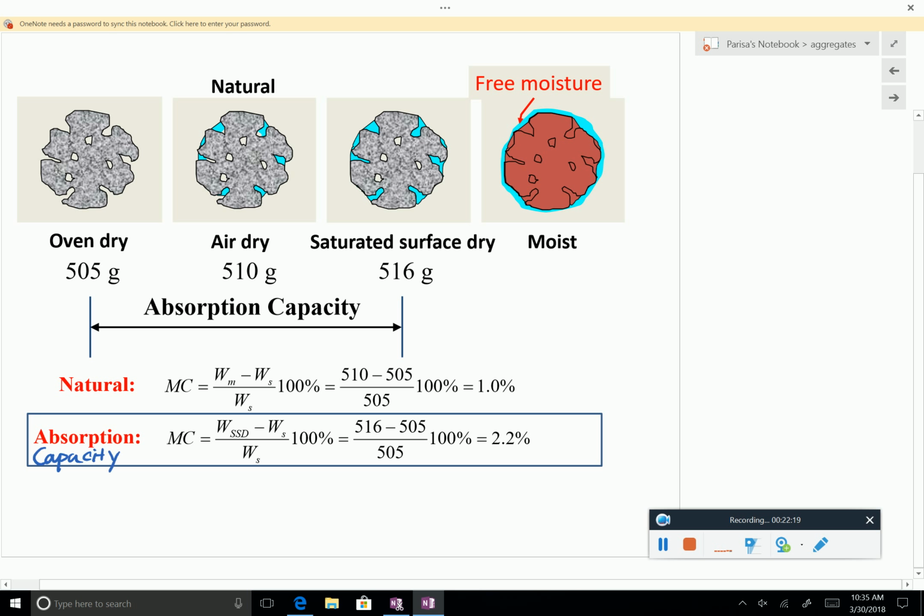So I see a lot of you have it. I have calculated the moisture content in natural state, and also the absorption capacity, which is basically pretty much like moisture content at SSD. So it's about 2.2%. Don't have numbers like 2.1876. In the lab, if you are taking C127, you see that things are not like that. So 2.2%, just having one digit after the decimal point.